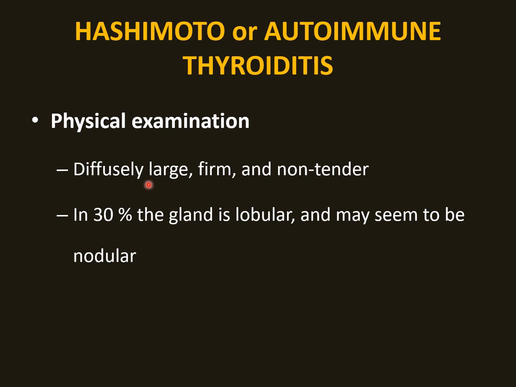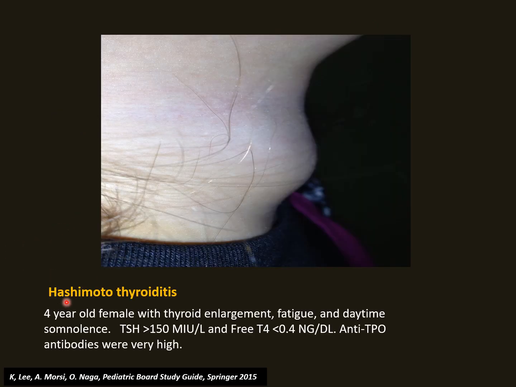Physical examination: diffusely large, firm, and non-tender thyroid. In 30% the gland is lobular and may seem to be nodular. This is a case of Hashimoto thyroiditis in a female with thyroid enlargement, fatigue, and daytime somnolence.